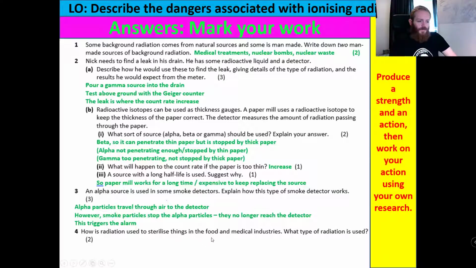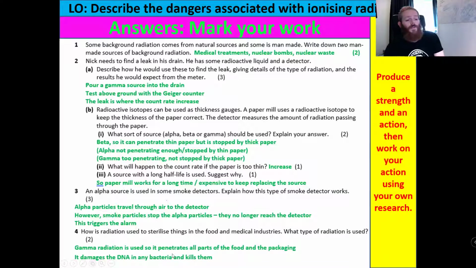How is radiation used to sterilise things in the food and medical industries, and what type of radiation is used? So gamma radiation is used so it penetrates all parts of the food and the packaging. We're going to do more on this next lesson, so don't worry if you didn't know the answer to that, because I've not talked about it today, but we will definitely do it next lesson. We'll talk about irradiation and contamination.